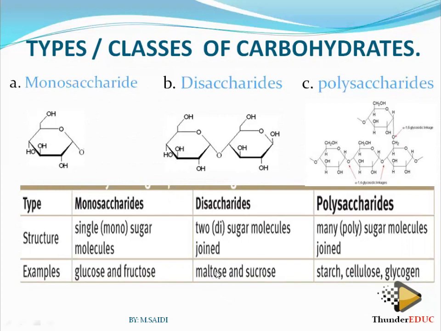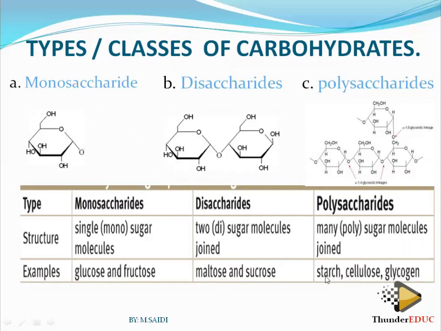So it means that if it is made up of two, because we said two, maltose is made up of two glucose molecules, while sucrose is made up of one glucose molecule and one fructose molecule. So there are two of them. And then starch is made up of many glucose molecules, same as cellulose is made up of many glucose molecules, but arranged in a different form.